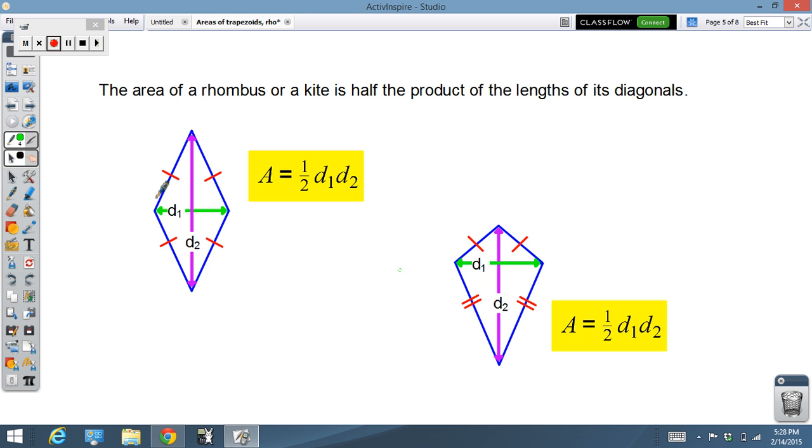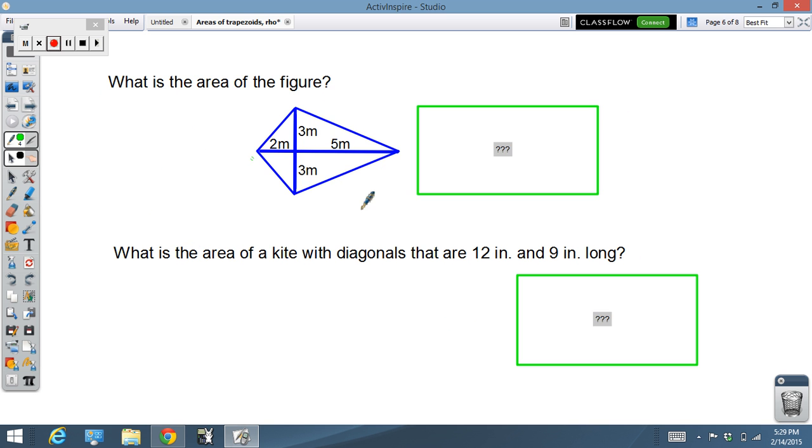Next, let's talk about rhombuses and kites, and you get a twofer here, because we actually have two figures that have the same formula. Area is 1/2 the product of the lengths of the diagonals. So take the diagonals, multiply them, divide by 2, and you got the area of both a rhombus and a kite. So let's check out a couple.